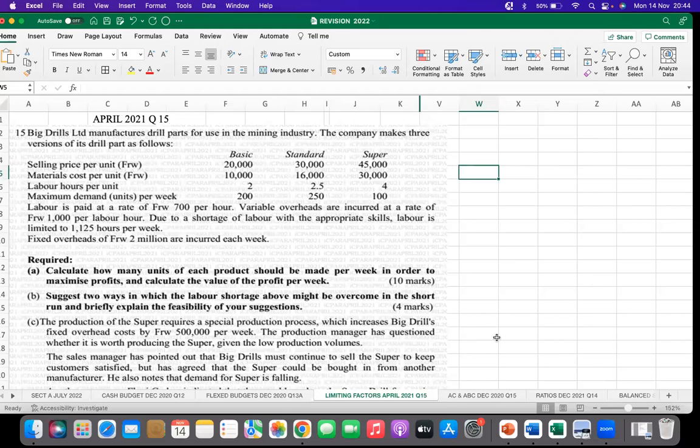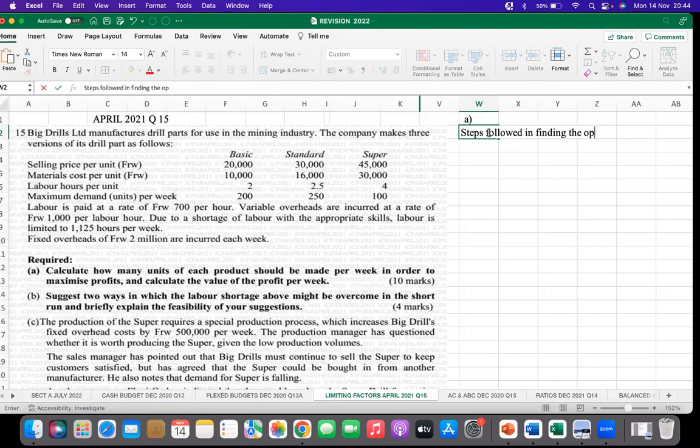Part A of the question: calculate how many units of each product should be made per week in order to maximize profits, and calculate the value of the profit per week. I want to concentrate on part A, but I will not finish it. First of all, even though we were not asked, I need you to know the steps followed in finding the optimal production. We were not asked, but it is important.